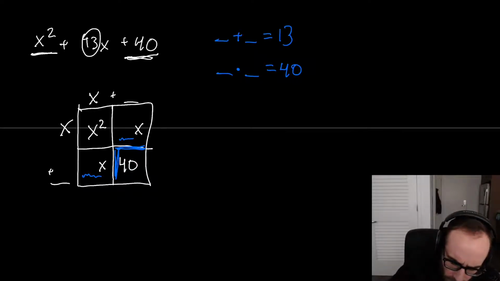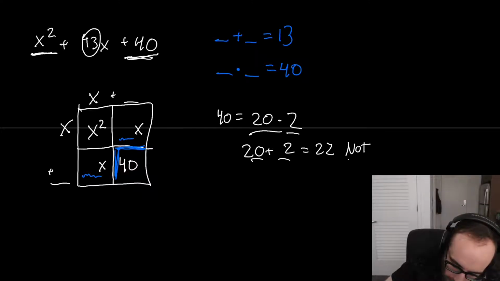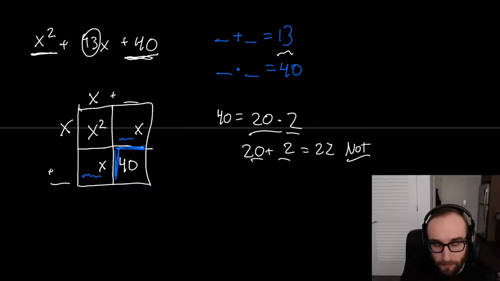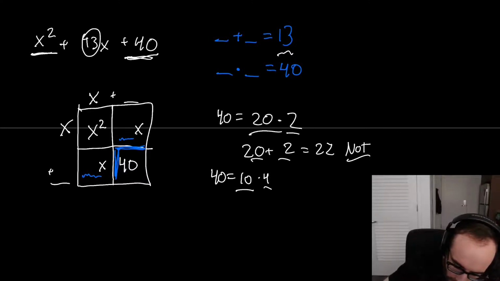So let's start off with factors of 40. 40 is equal to, let's see, two factors are 20 and 2. 20 times 2. If we add 20 plus 2, we end up with 22, which does not work because we don't get 13. Other factors of 40 would be 10 and 4. If we add 10 and 4, we end up with 14, which again is not 13, so that does not work either.